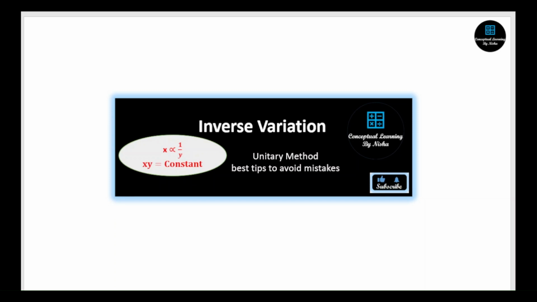It is taking 30 minutes to reach from my house to school. If I want to reach early, then I have to increase my speed.